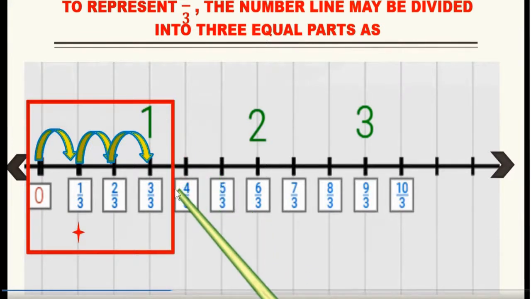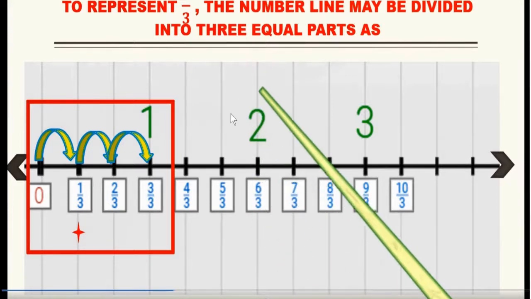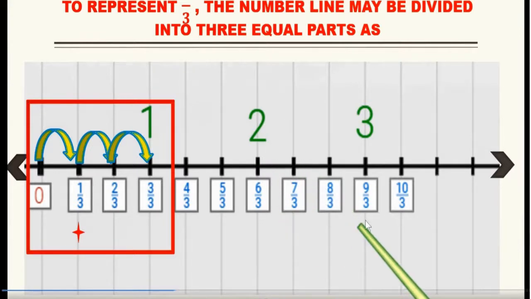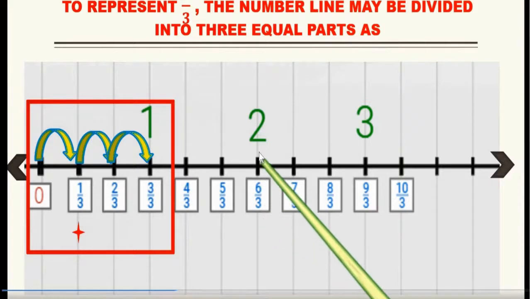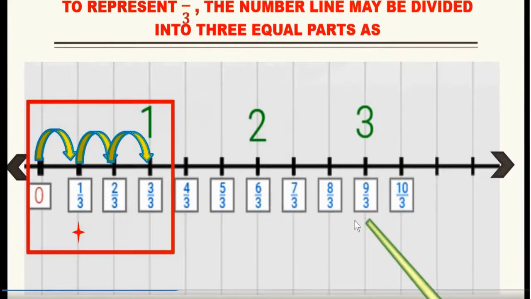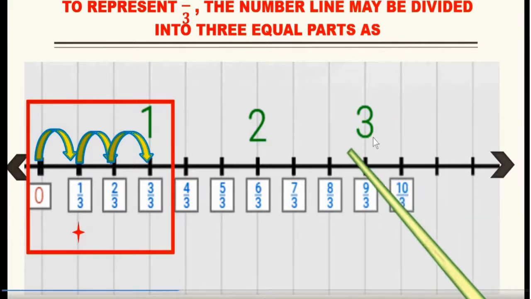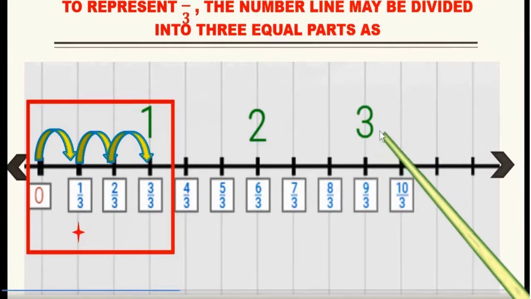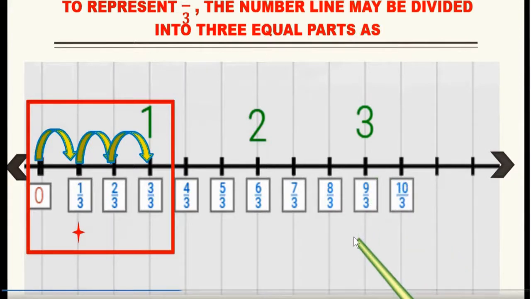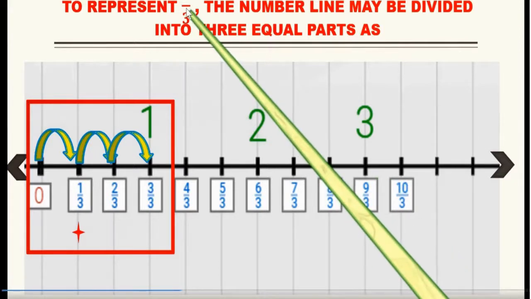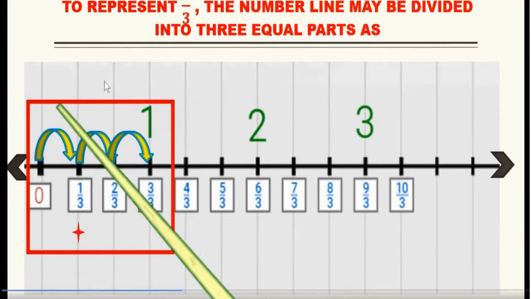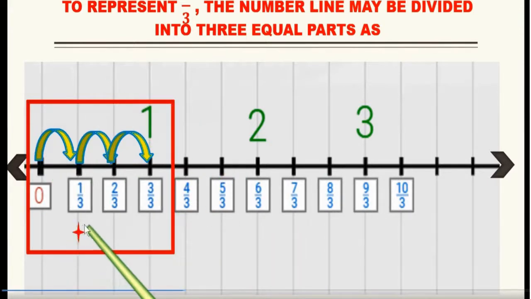The number line is extended as 4 by 3, 5 by 3, 6 by 3. What does 6 by 3 represent? It represents 2, which is a natural number. So, as we have already learned, all natural numbers are also rational numbers. Then 7 by 3, 8 by 3, 9 by 3. 9 by 3 is simplified as 3 on the number line. But here we are representing 1 by 3. So, we have to encircle 1 by 3.